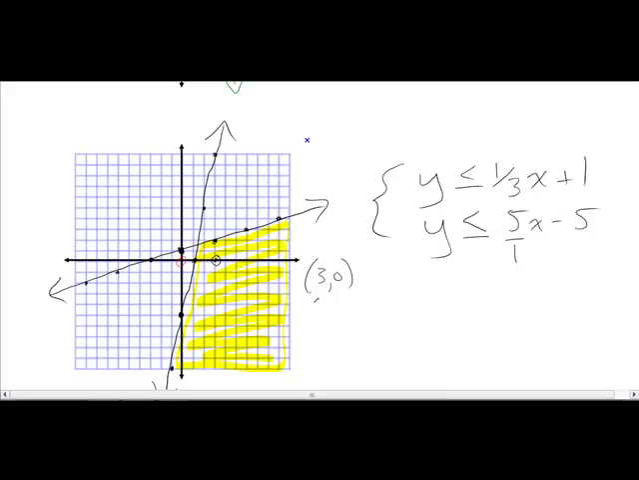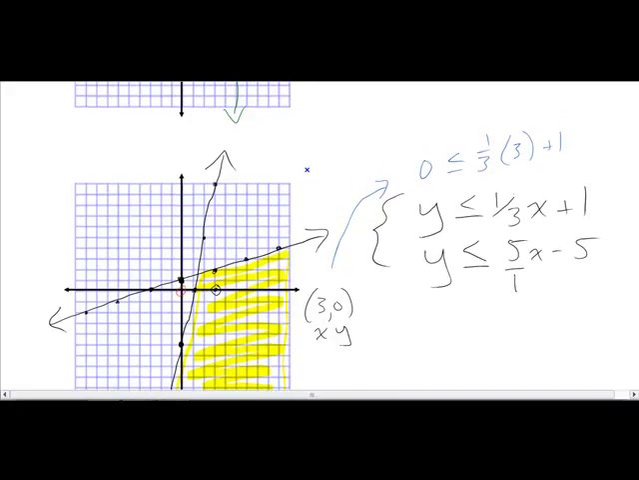Okay, so 3, 0. Remember, that means x is 3, y is 0. So let's try plugging it in. Let me do this in a different color so it shows up a little bit. Let me plug it into the top equation. That gives me 0 is less than or equal to 1/3 times 3 plus 1. I'm actually going to work backwards here, from bottom to top. 0 is less than or equal to, think 1/3 times 3. Well, that's 3 over 1. 1/3 times 3 is just 1. So this gives me 0 is less than or equal to 2. 1 plus 1 is 2. Yes, that is a true statement.